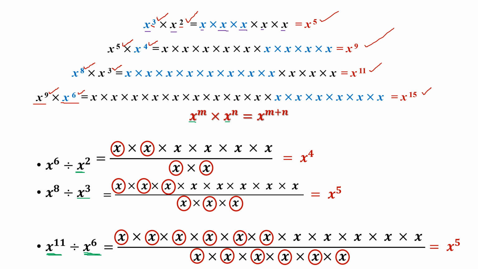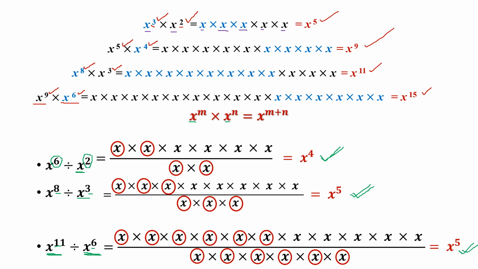Likewise, from these 3 important results, let's also see the pattern here. This is 6 and this is 2. If we subtract these 2, we get this new power 4. This is 8, this is 3. If we subtract 3 from 8, we get the new power 5. This is 11 and this is 6. If we subtract 6 from 11, we get the new power 5.